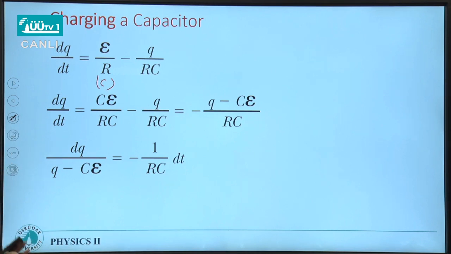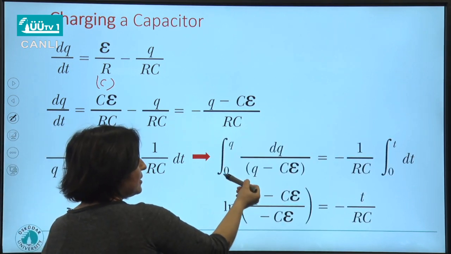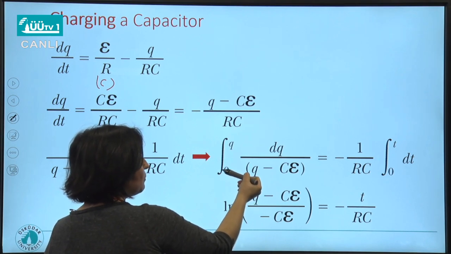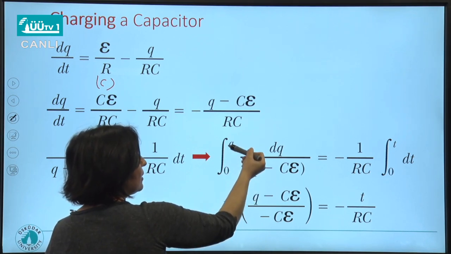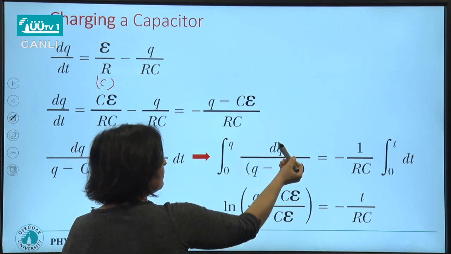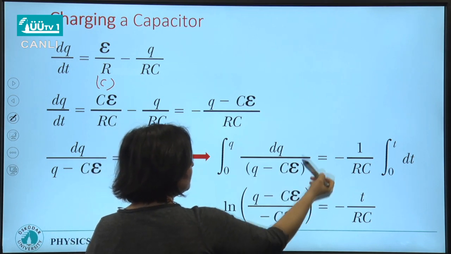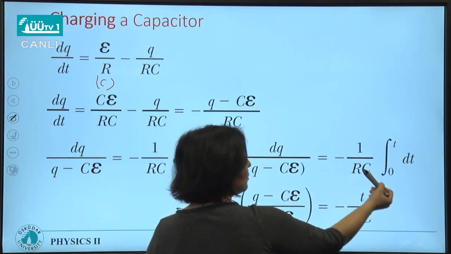If we take the integral of both sides, initially there is no charge on the capacitor, so we will start from 0 up to Q, the charge on the capacitor at any moment. The formula is the integral of dq over (Q minus C epsilon), and on the other side, minus 1 over RC.